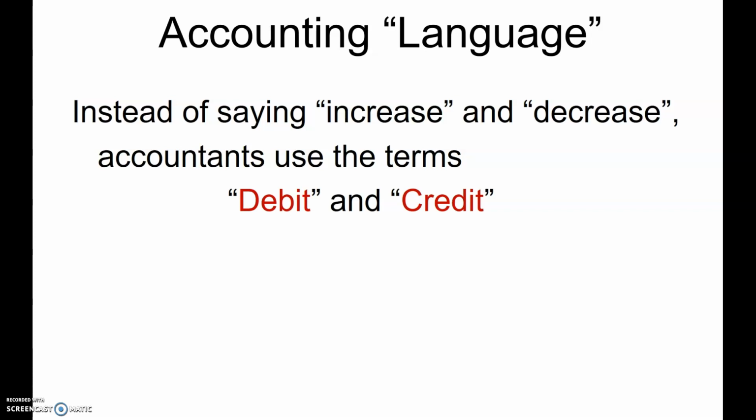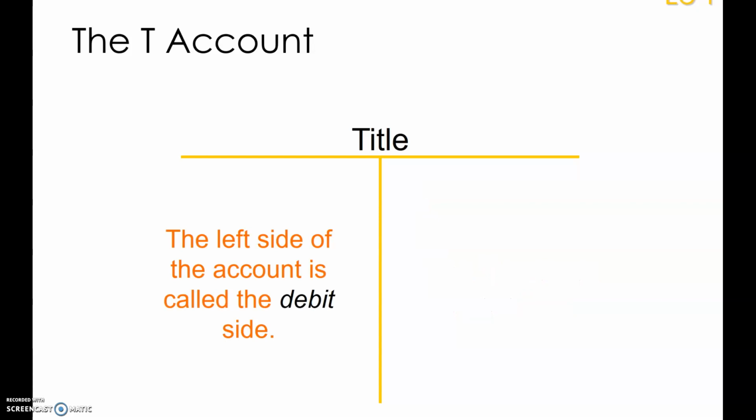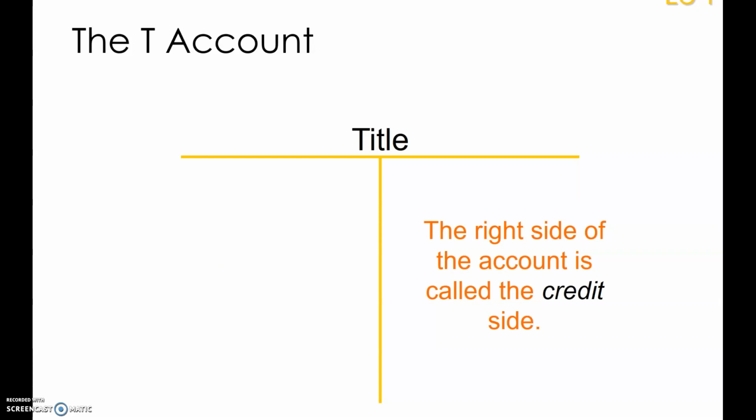And instead of using a column in a worksheet, we're actually going to take a halfway step towards the formal accounting process. Okay? We are going to use what's called a T account to track what happens in a specific asset or liability or stockholders equity. And we can see it's a T account, right? Because it's shaped like a T. And on top of the T, we put the name of the account. Okay. The left side of the T account is the debit. The right side is the credit side.